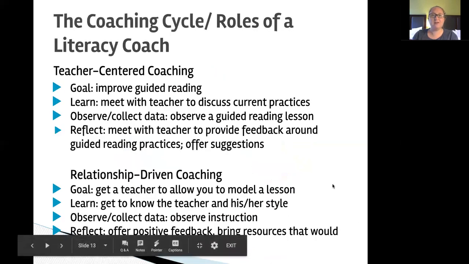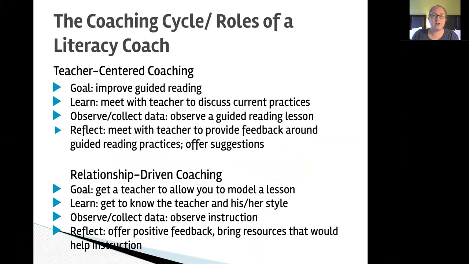So if we're thinking about the coaching cycle in regards to those 3 roles of literacy coach, let's first start with teacher-centered coaching. Remember, teacher-centered coaching, we're always going to be focused on what the teacher is doing. So let's say we were going to set a goal with that teacher. Maybe the teacher said, I really want to improve how I do guided reading. You will hear that a lot as a literacy coach. So your goal: improve guided reading.